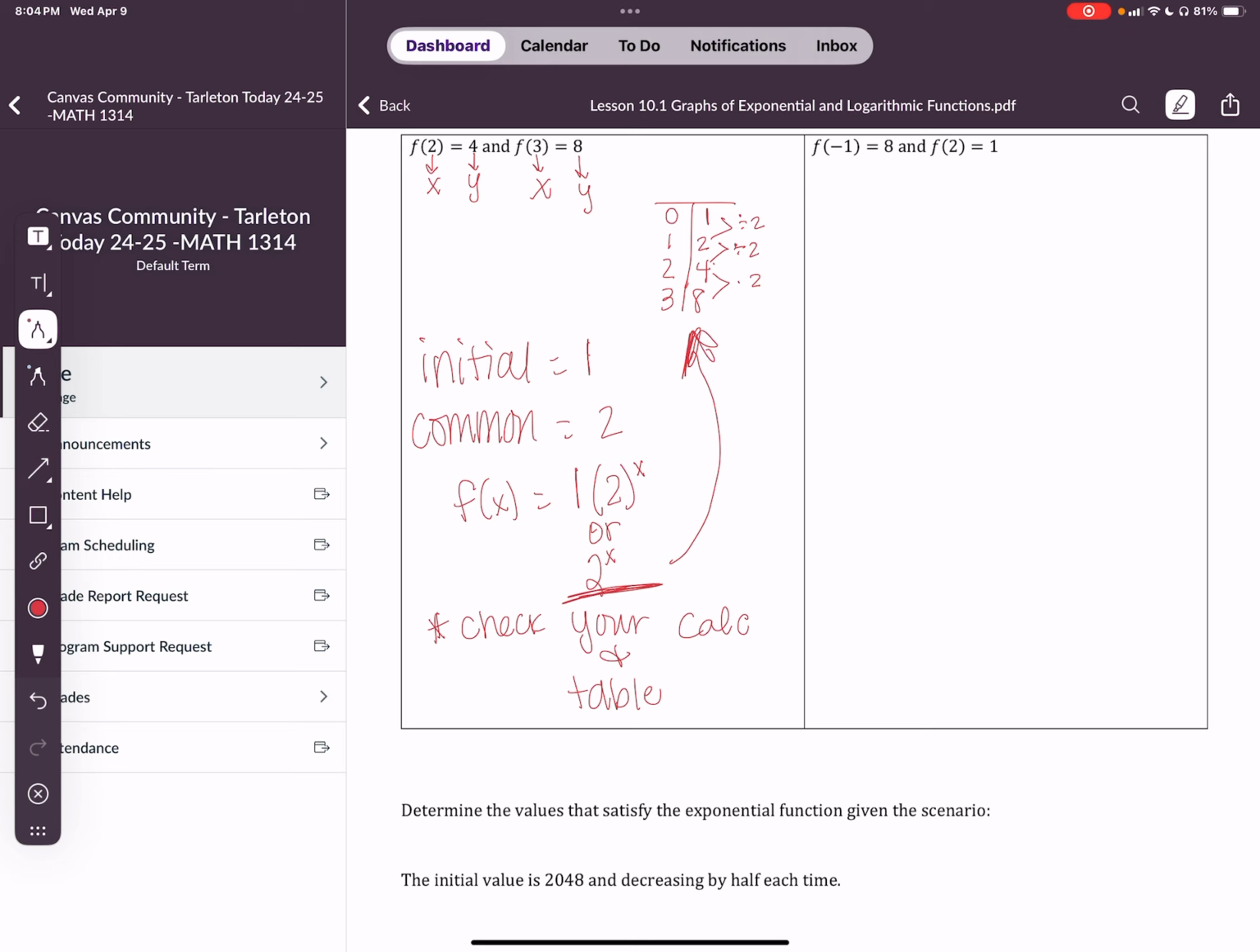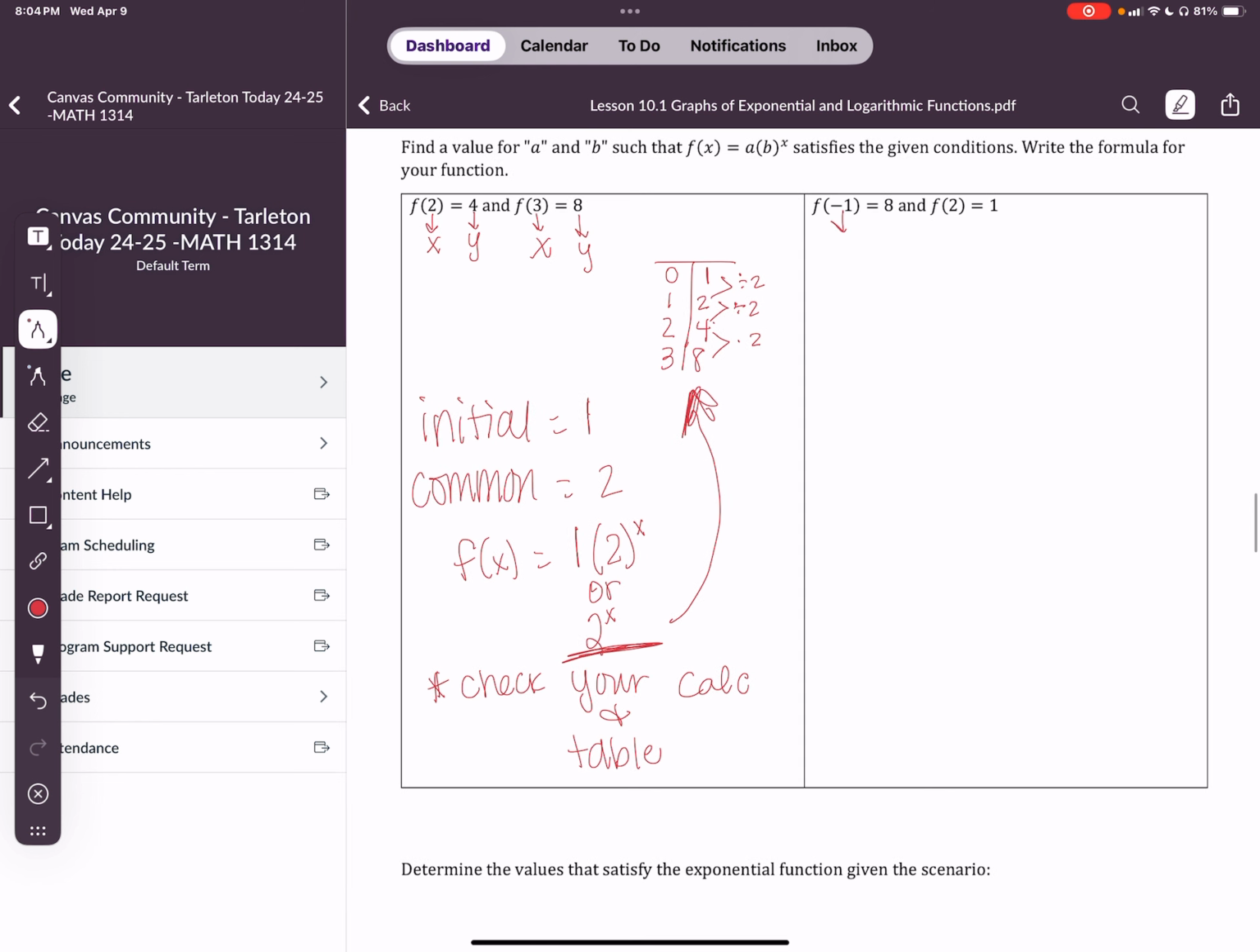All right. So moving right along. Okay, so -1 is an x value. 8 is a y. 2 is an x. 1 is a y. So we're going to do our table. So -1 and 8. And then I have 2 and 1. So I know I'm going to have 0 and 1.